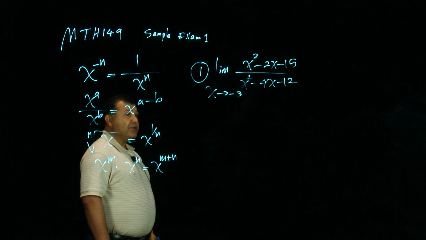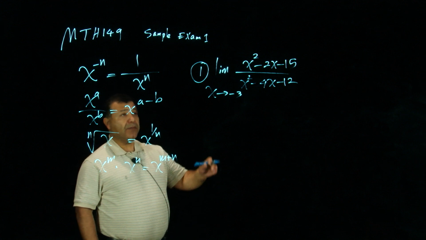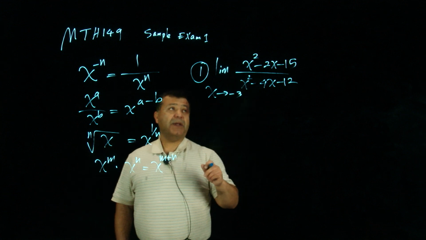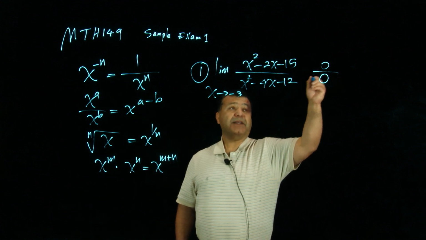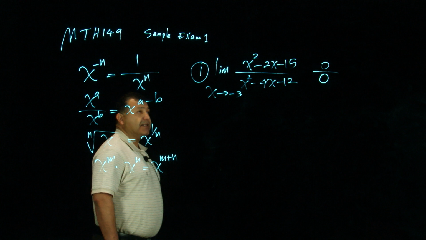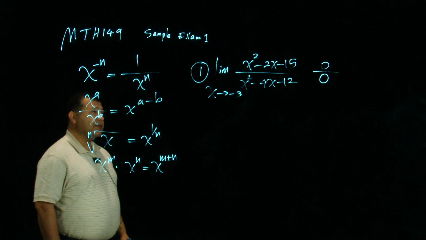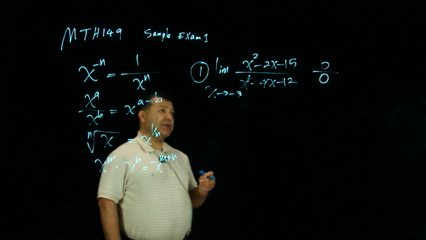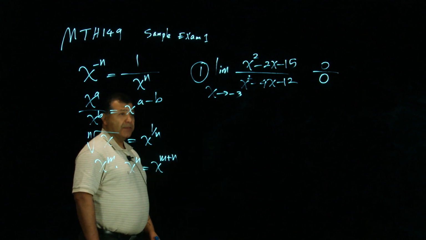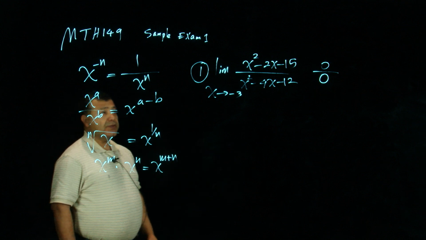Now, if you just go ahead and replace x with negative 3, what's going to happen? You're going to get 0 over 0. Well, that's not really what we're looking for. That's the value of the function. We know it's undefined at that point. But there are two ways you can find the limit. One way is using the algebra.